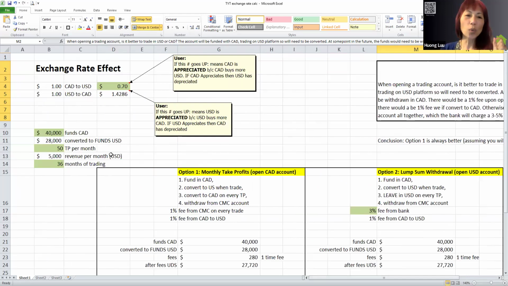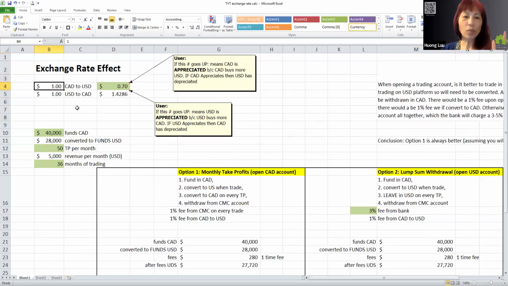Okay, so the exchange rate from $1 Canadian to US is 70 cents. So that means for $1 Canadian, I get 70 cents US. So as you can tell, the US dollar is definitely stronger than the Canadian dollar. So the other way to look at that is $1 US will give me $1.42 in Canadian dollars.